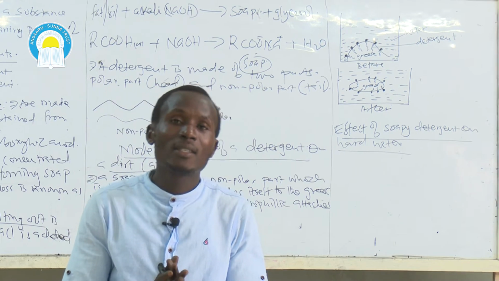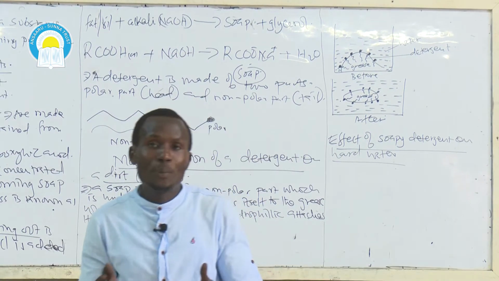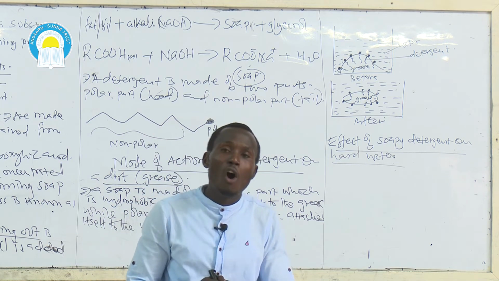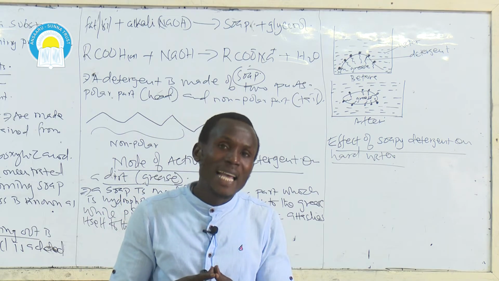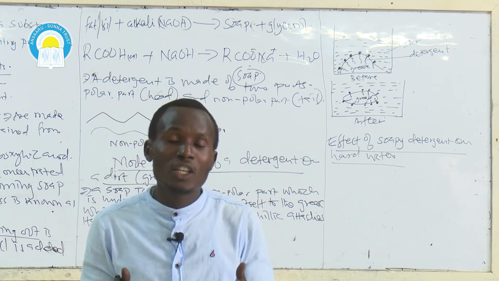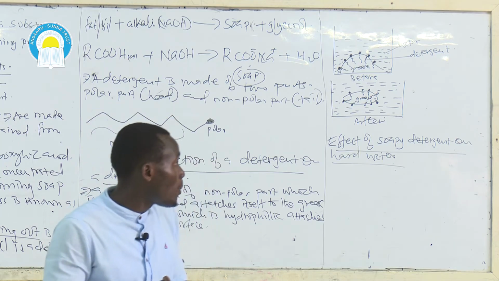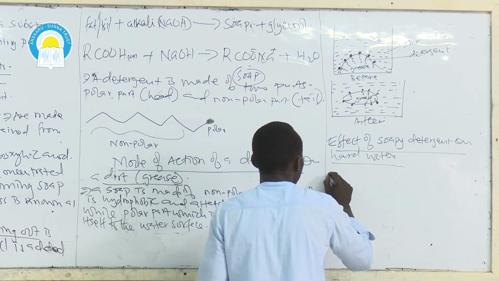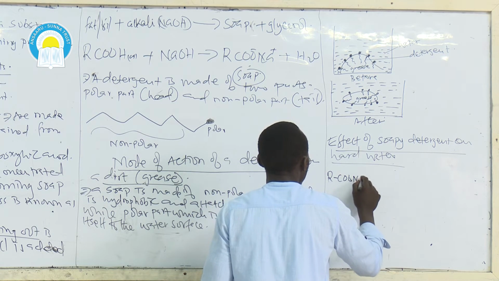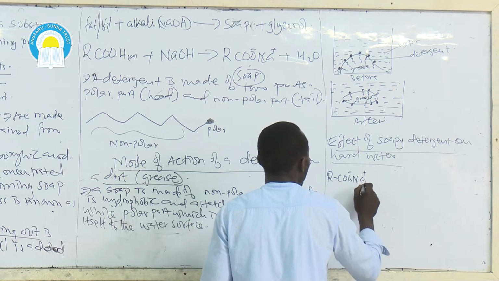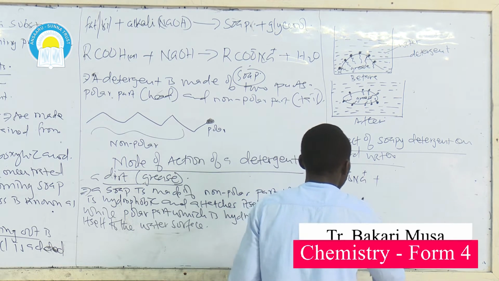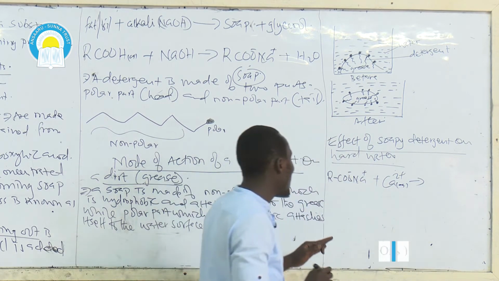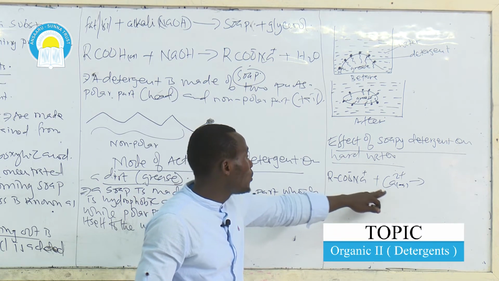So what happens is, when you are using a soapy detergent with hard water, there is formation of scum. Scum is just an insoluble salt, so a precipitate is formed. That precipitate is what we talk about as the scum. For example, the overall representation of a soapy detergent is RCOONa. This one here is positive, this one here is negative. Then we are adding hard water which contains the calcium ions. So the sodium ions are going to be replaced by the calcium ions.